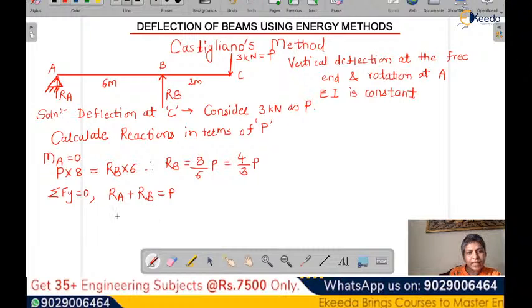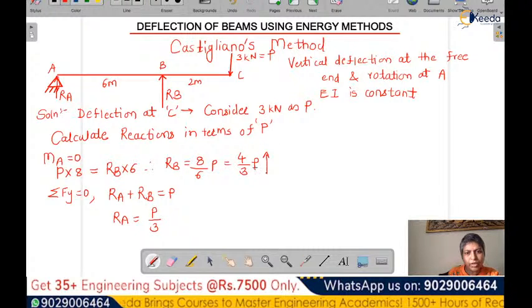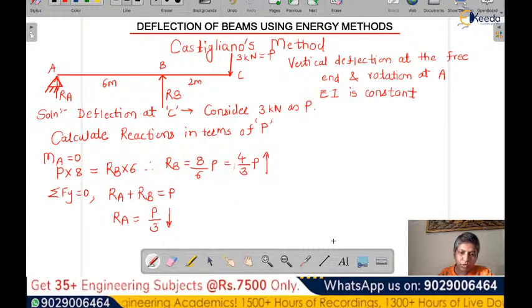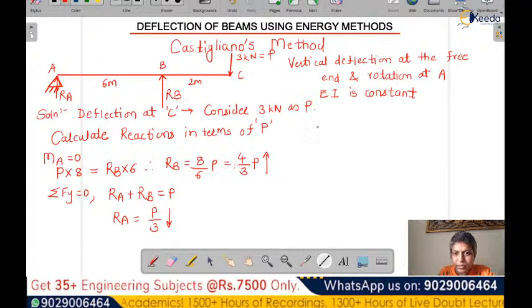So in this case our RA will be 1 minus 4 by 3, right? So it will be P by 3. And this is more than 1, right? 4 by 3. So if it is in upward direction, this P by 3 will be in downward direction. So how will it look? It will look like this.